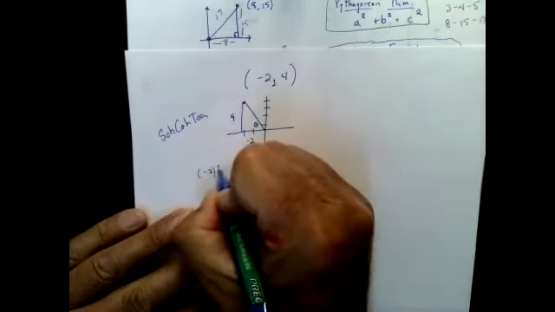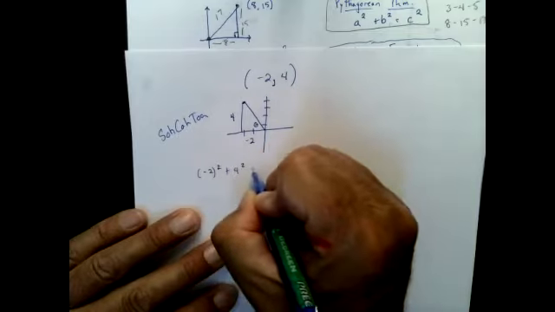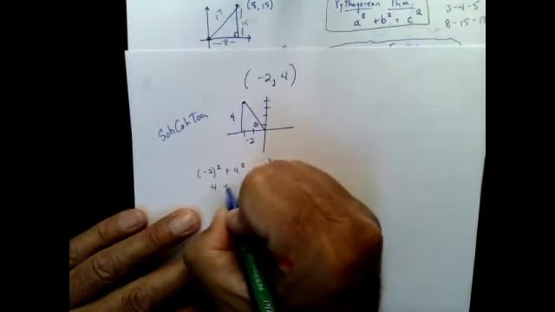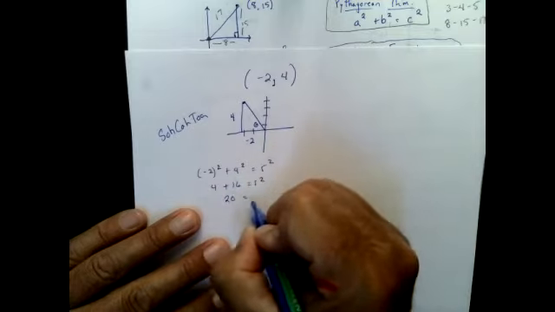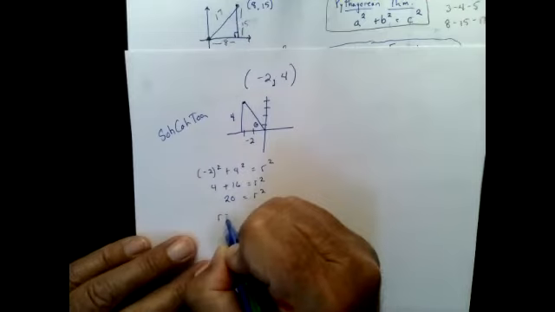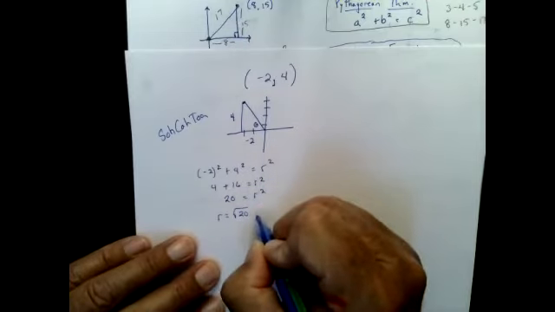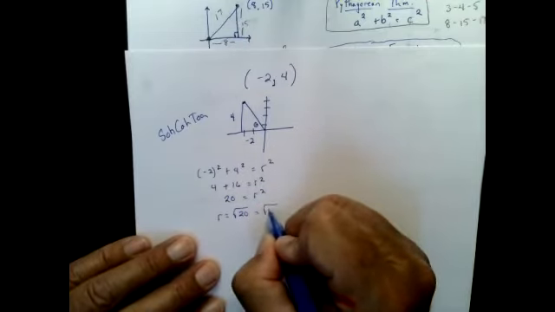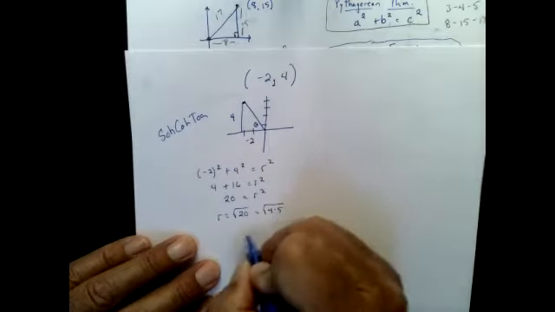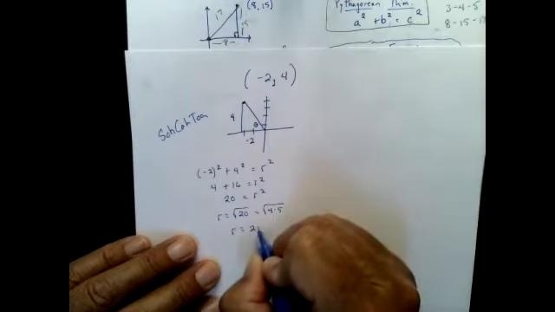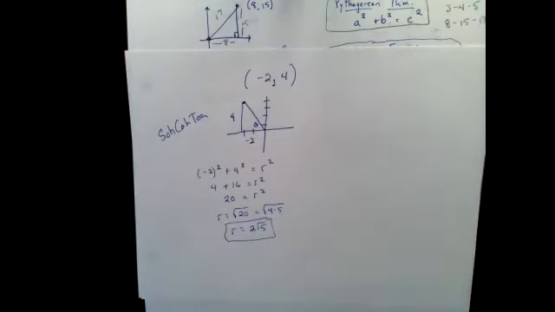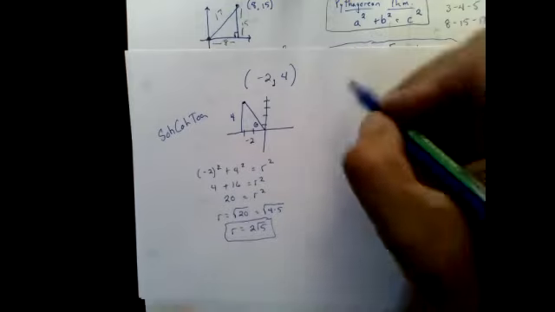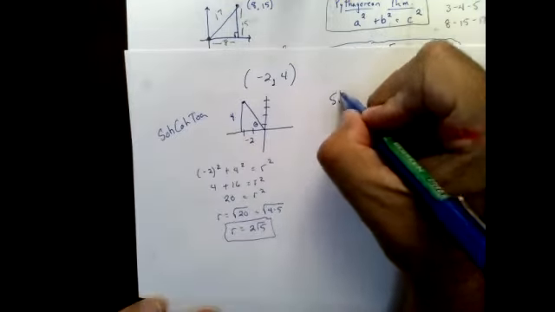-2 squared plus 4 squared equals r squared. 4 and 16 equals r squared. 20 equals r squared. R equals the square root of 20, which is the same as the square root of 4 times 5. R equals 2 square root of 5. Are you jiggy with that? Let's do the big 3. What's the sine?